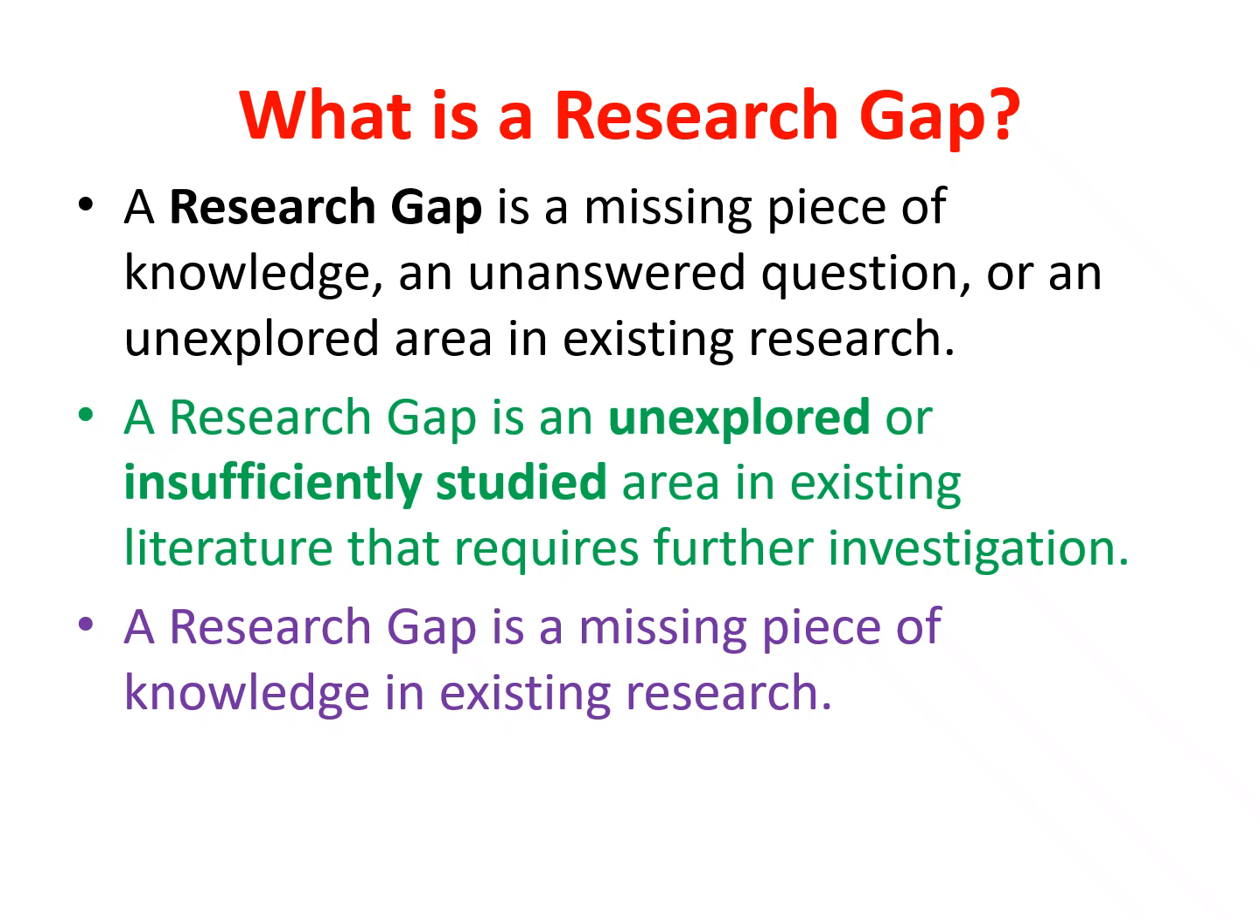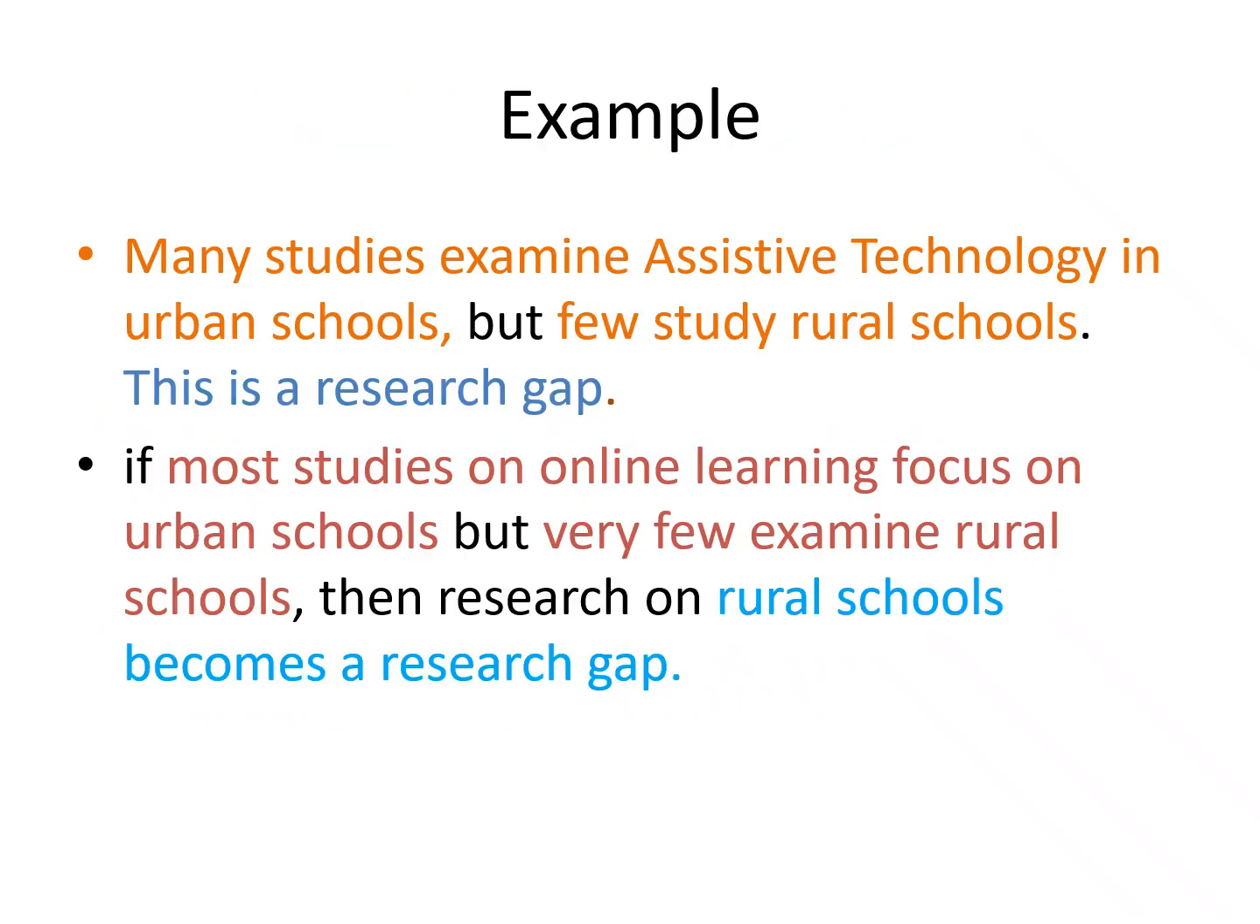You can find any definition. Every definition shows a single concept: a missing part of any research. A few examples are here. Many studies examine assistive technology in urban schools, but few study rural schools. This is a research gap. It means that in research, rural schools may be considered for further investigation.